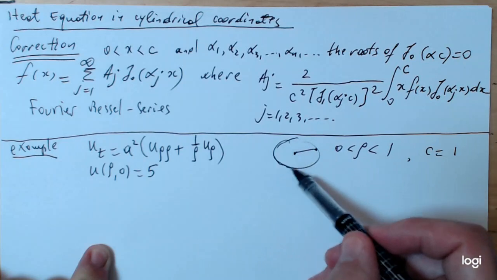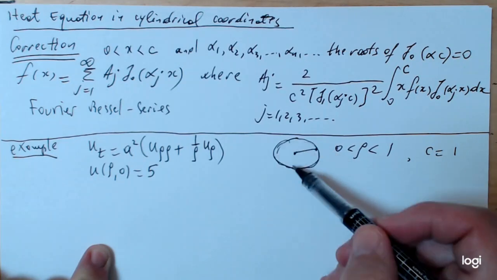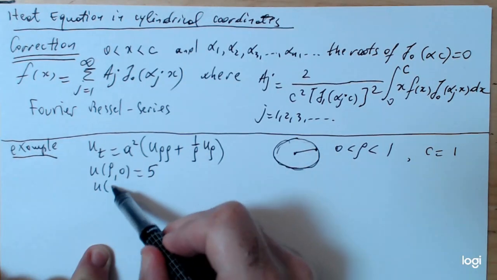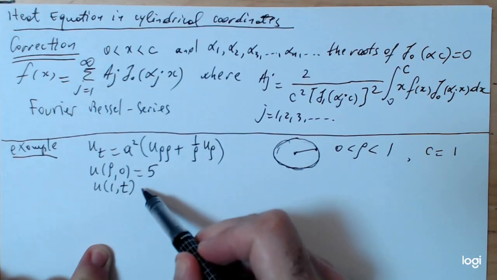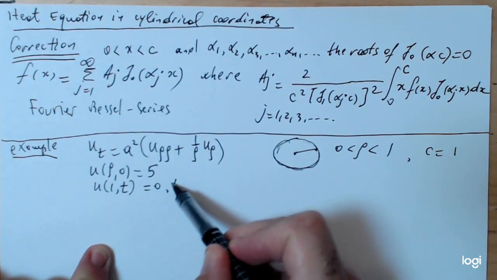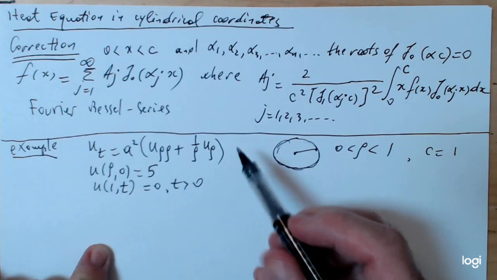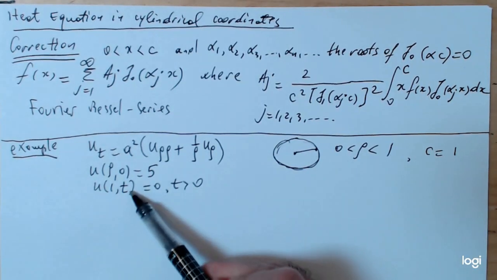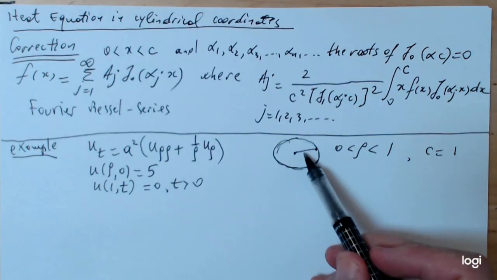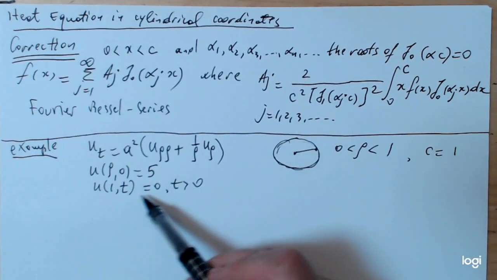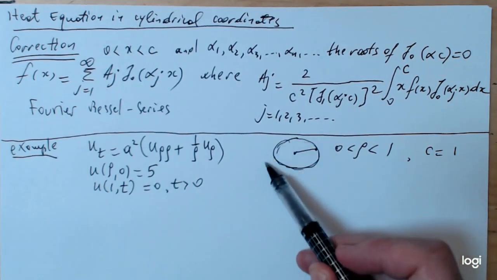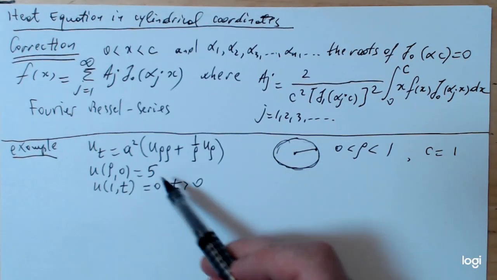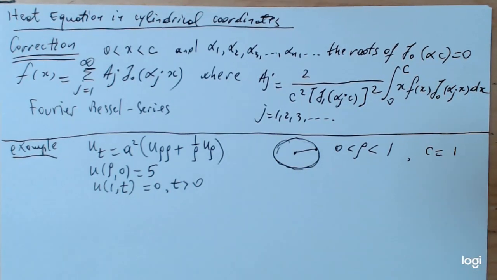And then the boundary condition, which is just specified on the radius, is homogeneous. So let's say u of 1, t is equal to 0 for t greater than 0. So this is a homogeneous boundary value problem. That's the only boundary condition you need. Besides the continuity assumptions, you just need to specify what happens at the boundary of the object, and then the initial temperature, which is 5 in this case.